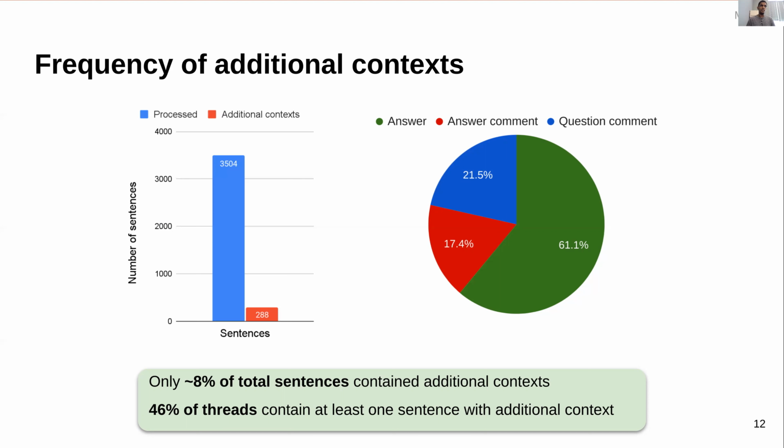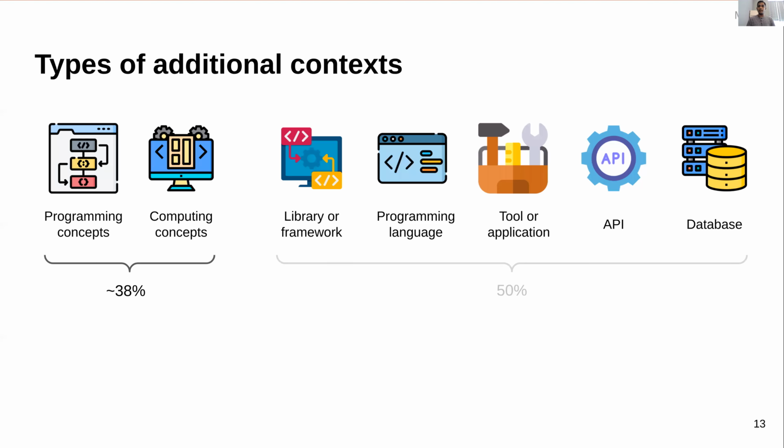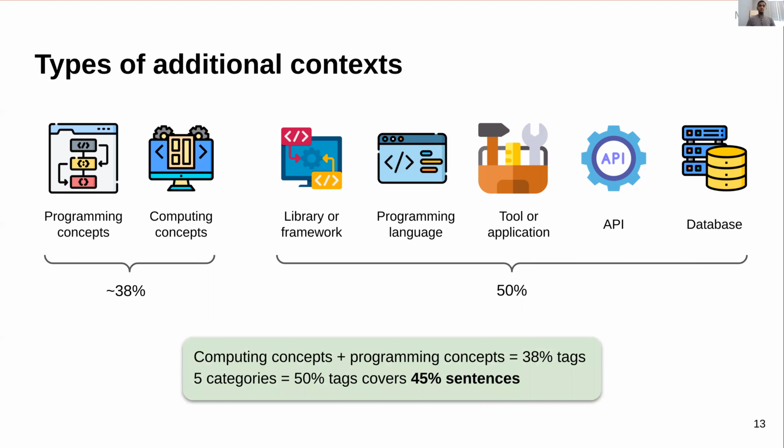Then we analyze the types of additional context, or what types of tags we found. We found that 38% of the tags that we found belong to programming or computing concepts. And also 50% of the tags belong to a library, framework, programming language, tool or application, API, database. And from these tags, we found that 45% of the sentences that contain additional context belong to one of these 5 categories.